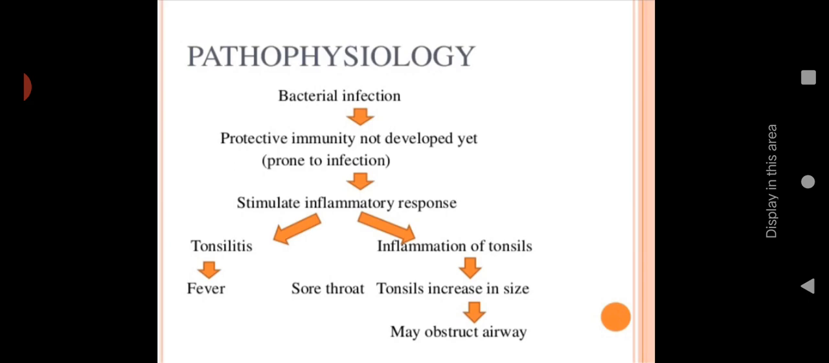On the other side, inflammation of the tonsils can lead to sore throat. Here the tonsil size is increasing, and sometimes it may obstruct the airway. That's why when you are suffering from tonsillitis, you may feel a blockage or difficulty in swallowing and difficulty in respiration, because the airway is getting obstructed by the inflamed tonsils. So due to the etiological factors, multiplication of bacteria occurs on the tonsils, which leads to an inflammatory reaction in the tonsils. Due to this inflammatory reaction, swelling of the tonsils will occur, pain will be there, and fever. So this is the pathophysiology.